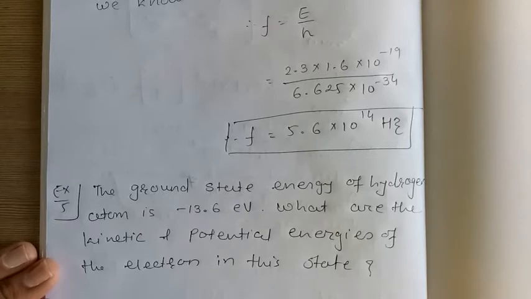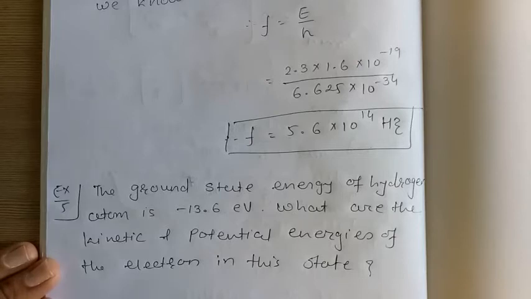What are the kinetic and potential energy of the electron in this state? Right. So here the total energy of the electron is given. Total energy is minus 13.6. We have to find out the kinetic energy and the potential energy. We already discussed this concept in standard 11.